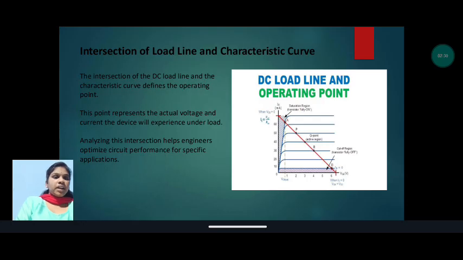Intersection of load line and characteristic curve. The intersection of the DC load line and the characteristic curve defines the operating point. The point represents the actual voltage and current the device will experience under load. Analyzing this intersection helps engineers optimize circuit performance for specific applications.